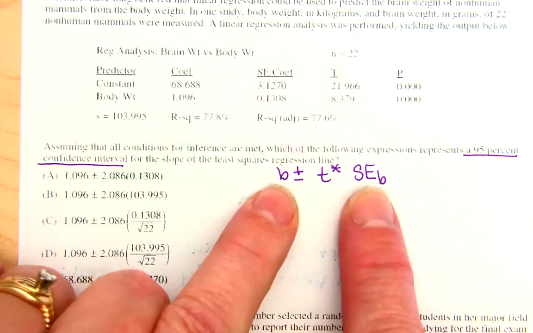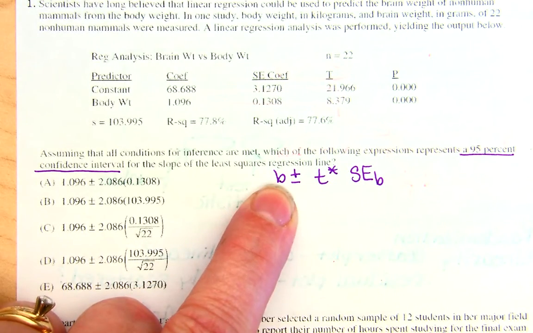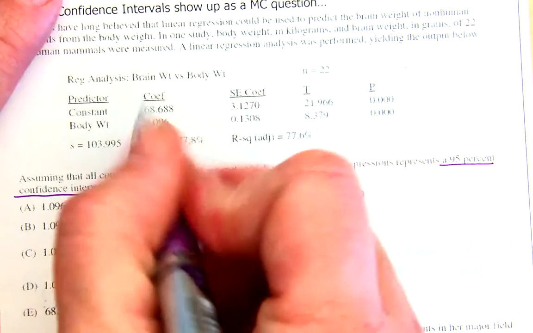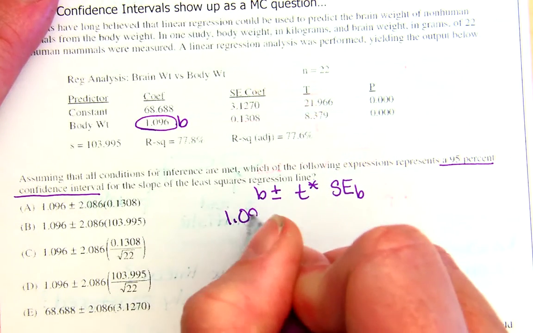So these two I can get from right up here. So my slope should be what? There we go. Right there is b. So this should be 1.096.